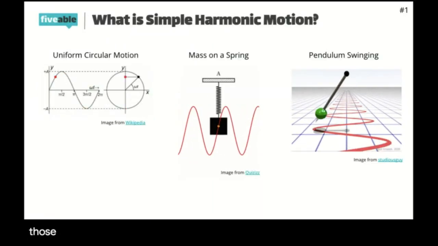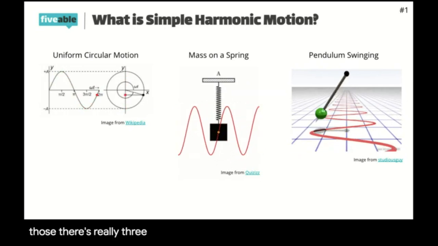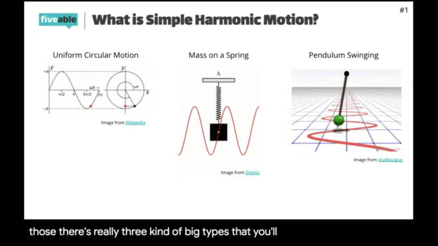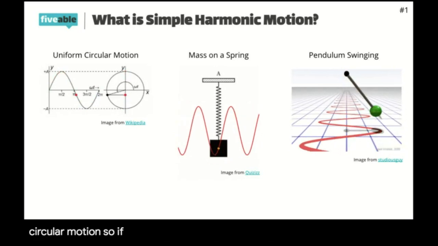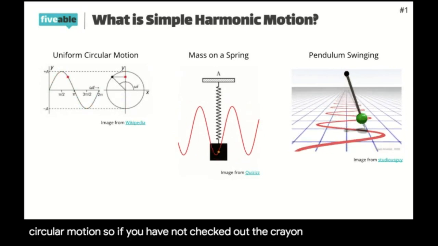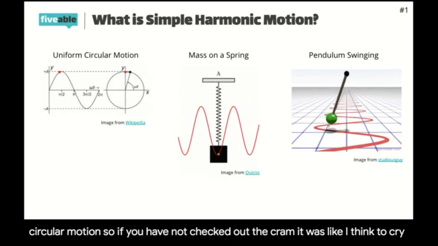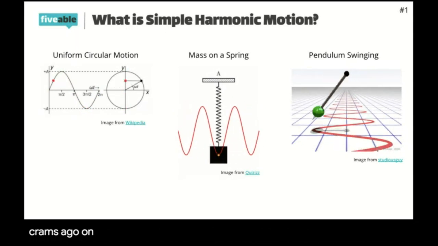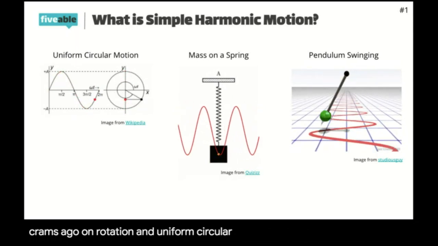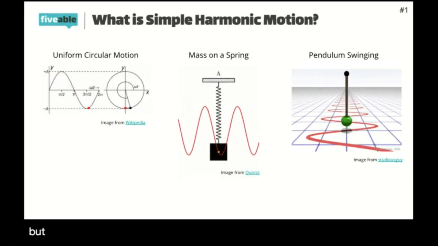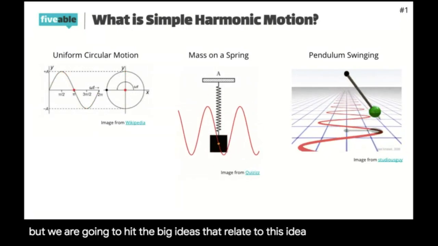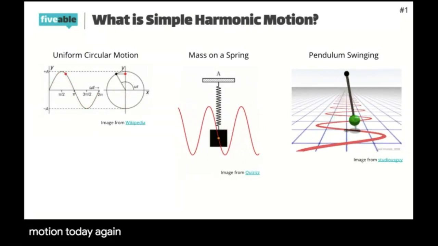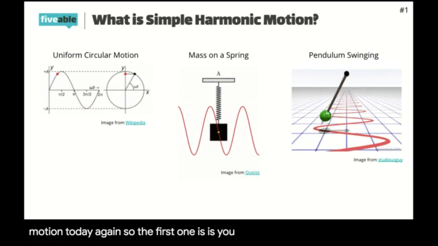So first, what is it? There's really 3 big types that you'll see. The first one is uniform circular motion. If you have not checked out the Cram, I think 2 Crams ago, on rotation and uniform circular motion, there's a lot more info there, but we are going to hit the big ideas that relate to simple harmonic motion today again. So the first one is uniform circular motion.